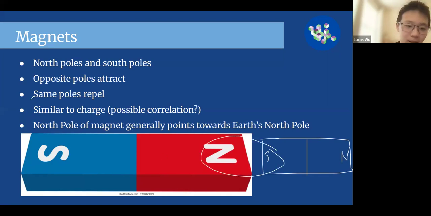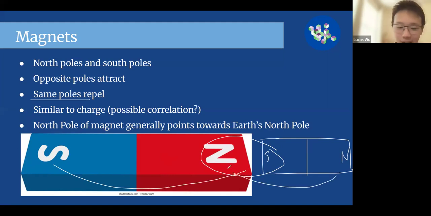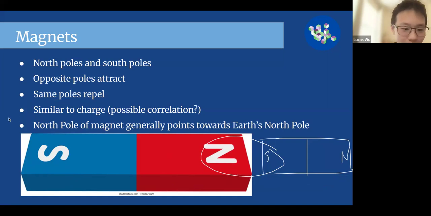And at the same time, the same poles repel. You might be thinking, okay, the south and the south pole, they repel, right? And the north and the north pole, they repel. Why do they still attract? Well, later we'll find out that just like in the electric field, if two poles are farther apart, there's a smaller repulsion than if the two poles are close together. But we're getting a bit ahead of ourselves. All right, so same poles repel, opposite poles attract.